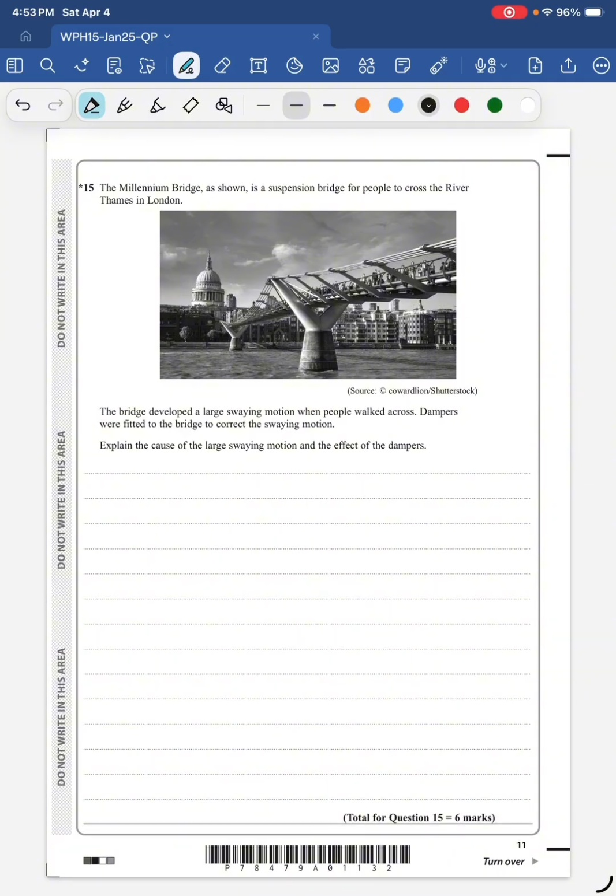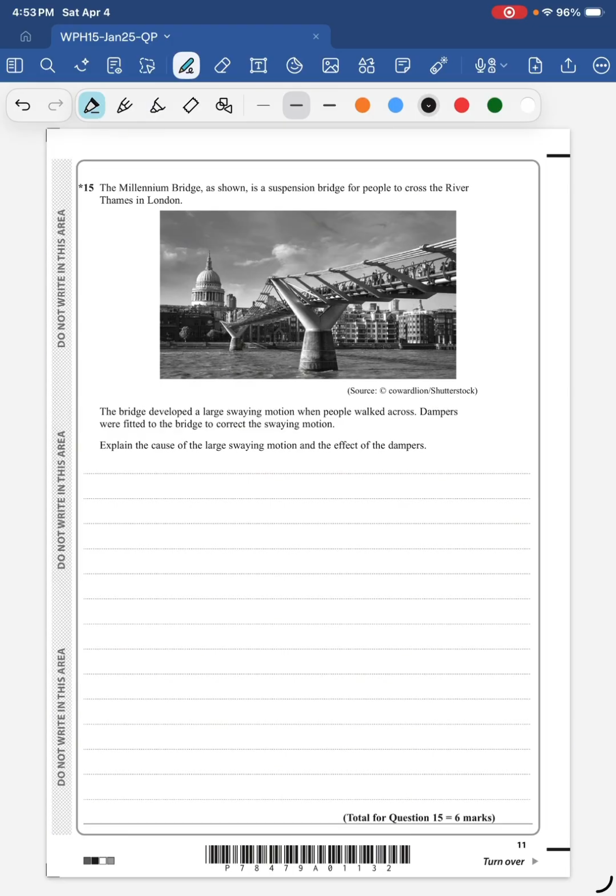Okay. Question 25 is a long writing problem that awards 6 marks. In this kind of problem, you have to provide about 6 statements that support an argument that they ask you about. So about 6 sentences, in other words. Okay, so the Millennium Bridge, as shown, is a suspension bridge for people to cross the River Thames in London. Sadly, I've never been to London. If you've been, write in the comments.